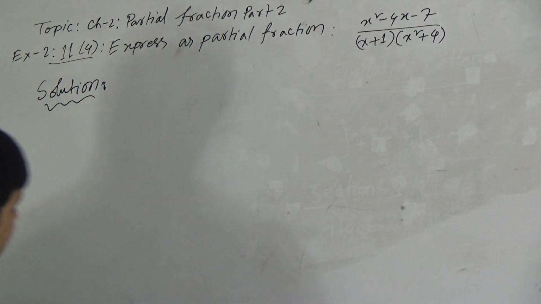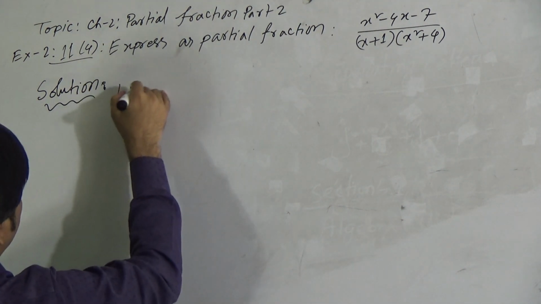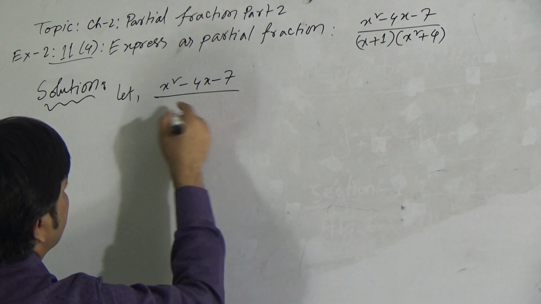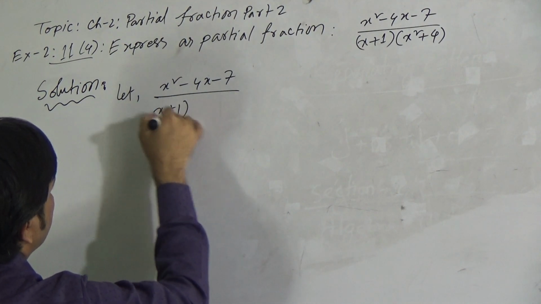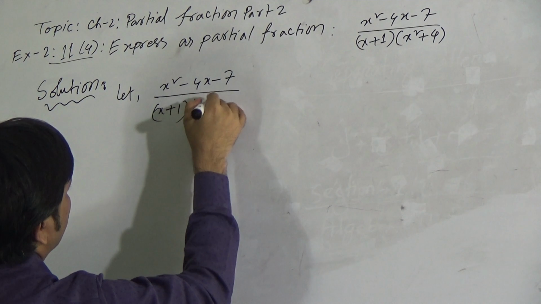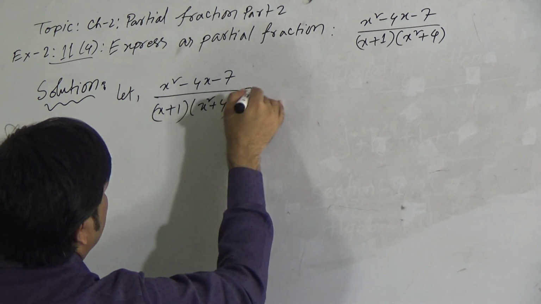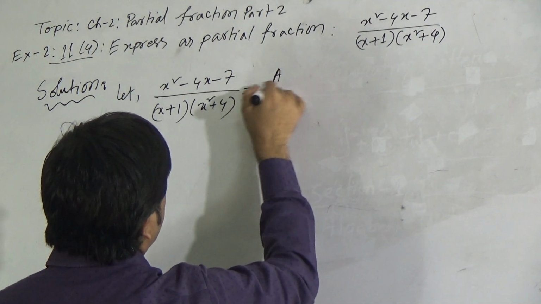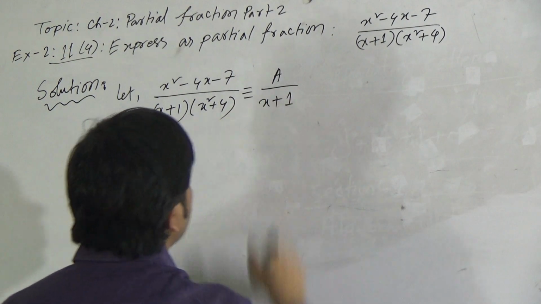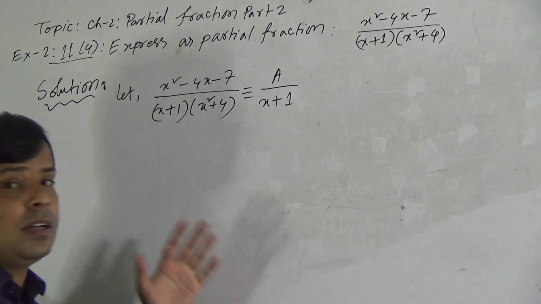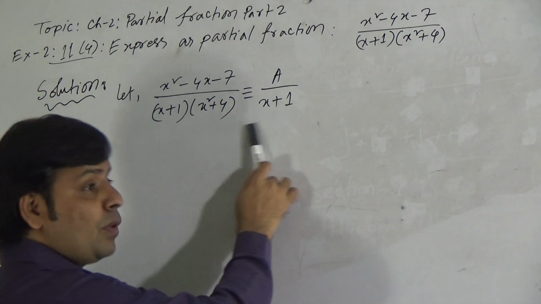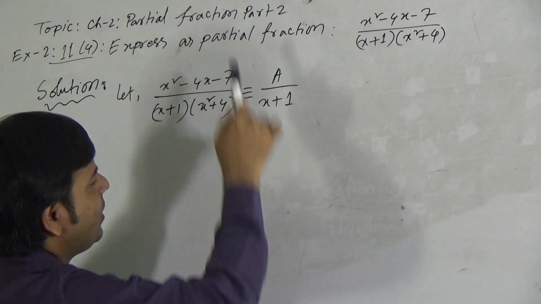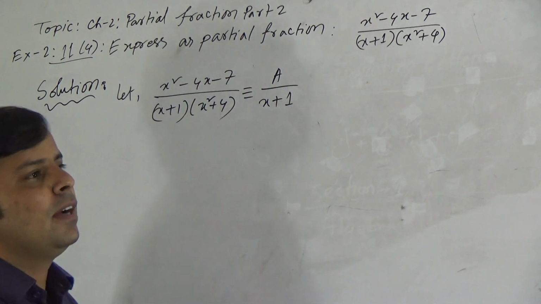Dear students, so at first I will write here: let x square minus 4x minus 7, that we can write in this way: x plus 1 into x square plus 4, identical to, here we can write a divided by x plus 1. When we write a general expression that is not quadratic, that is not a repeated factor, in this case I will just write a constant in the numerator and we will write a simple factor in the denominator.